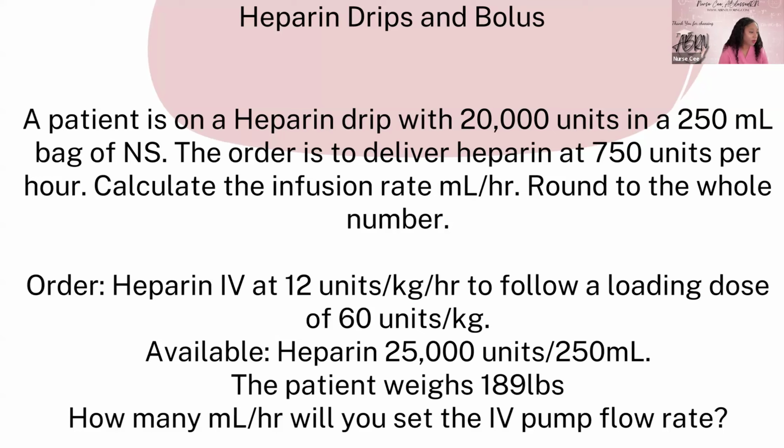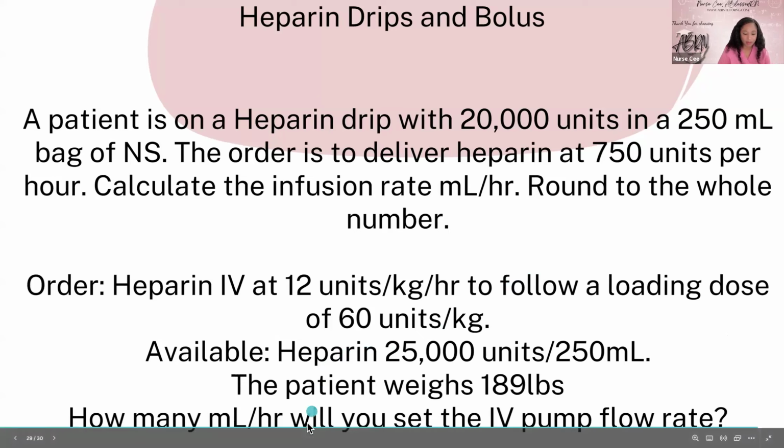All right, so we are going to be looking for the flow rate. So that means that we need the 12 units per kilogram per hour, because the loading dose is also known as a bolus. And you'll see these in the problems that I'll do on Study Buddy Sunday and Work It Out Wednesday. So what we'll use is the information for the drip, right? So what is our goal? Milliliters per hour, right? And then this is a weight-based problem.